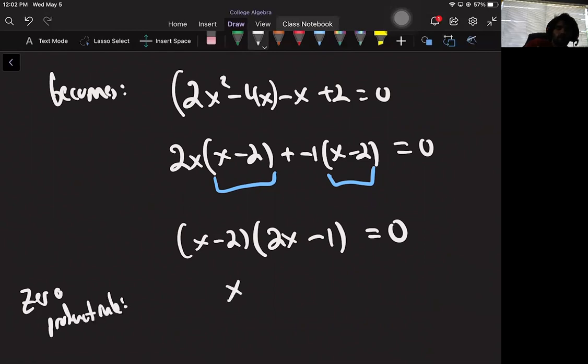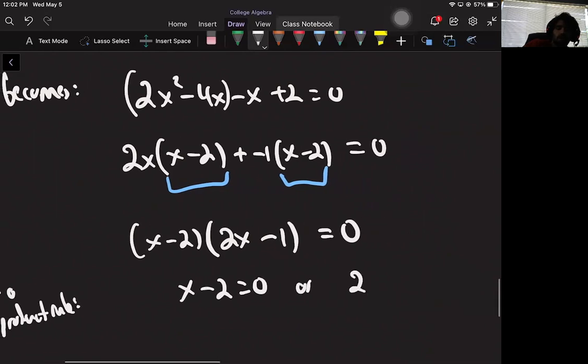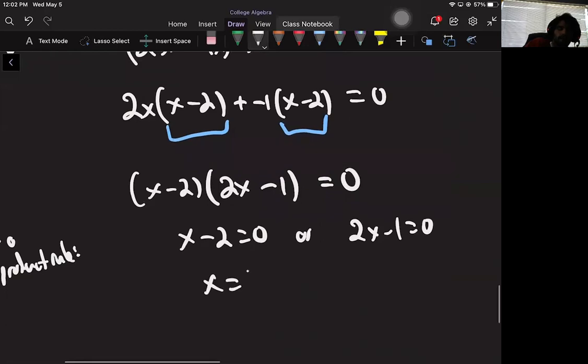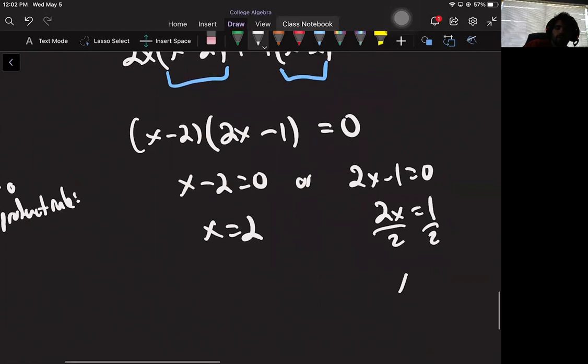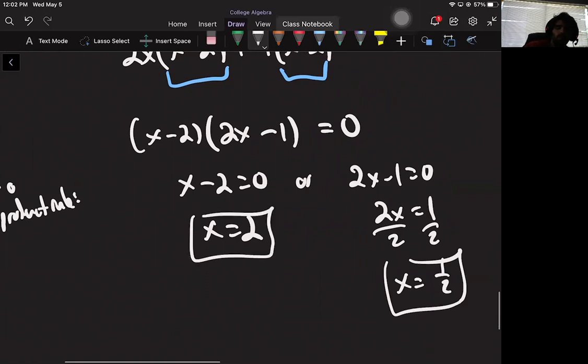So now here's where the zero product rule comes in again. So this tells me x minus 2 has to be 0 for this to work, or 2x minus 1 has to be 0 for this to work. This one I just add 2. This one I have to add 1, and then I also have to divide by 2. And then I get 1/2. So those two numbers will obey the equation if I plug them in for x.